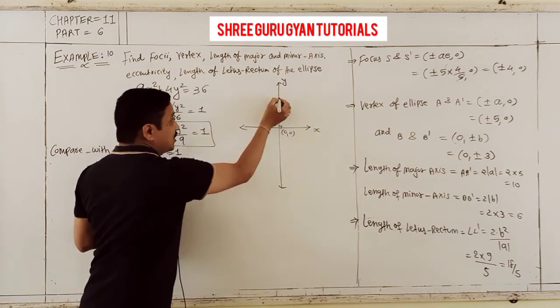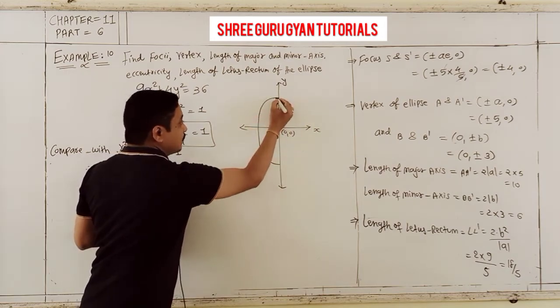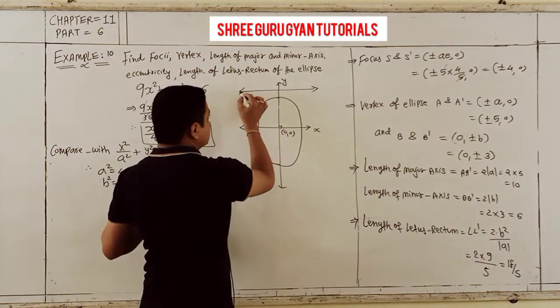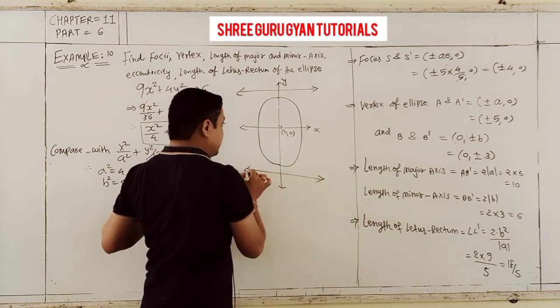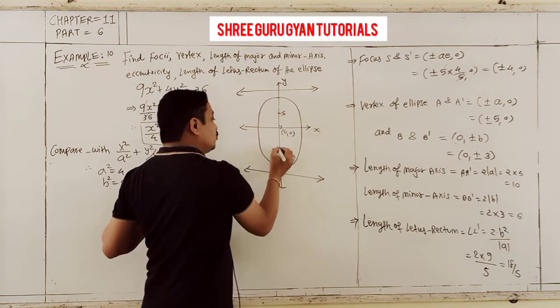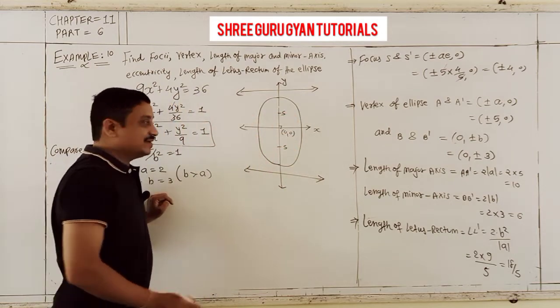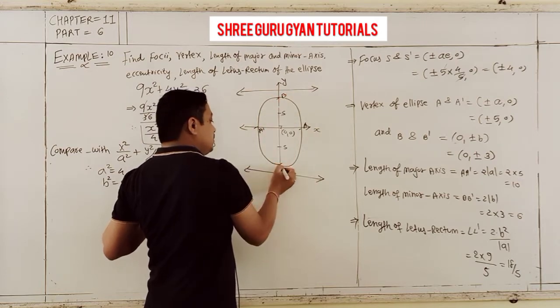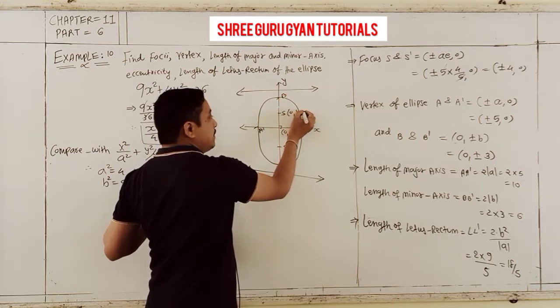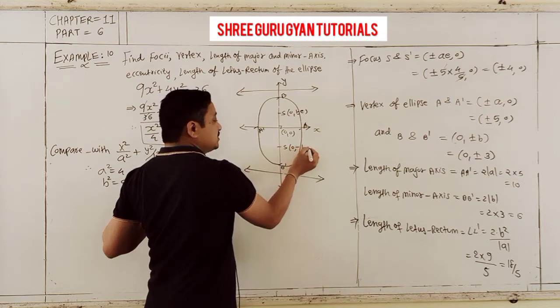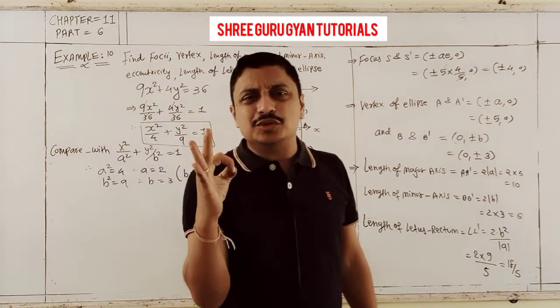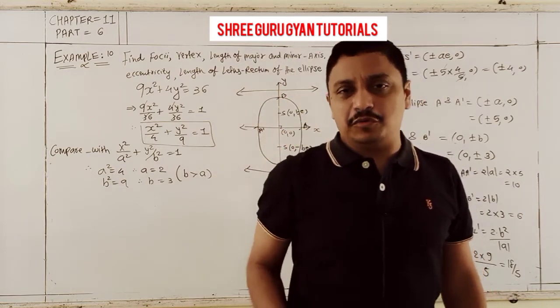That's your ellipse. You just draw it roughly. That's the directrix, and here is your origin, these are the two foci, and that's the point A dash, vertices B, B dash. Here 0 comma b and 0 comma minus b. Compulsory to draw, students, then you properly understand what we are exactly finding out.